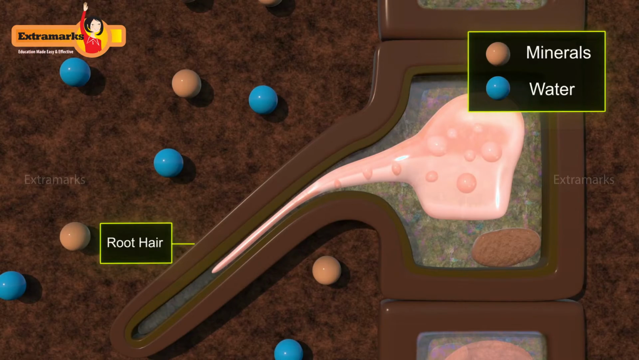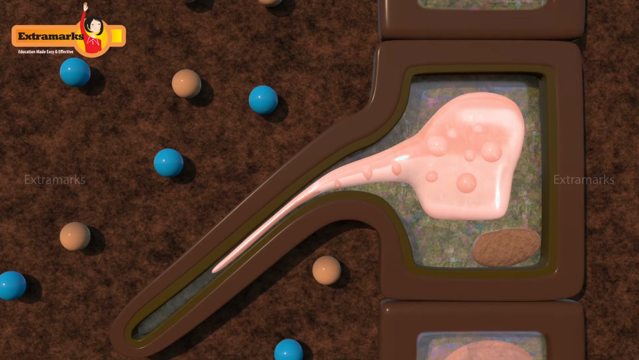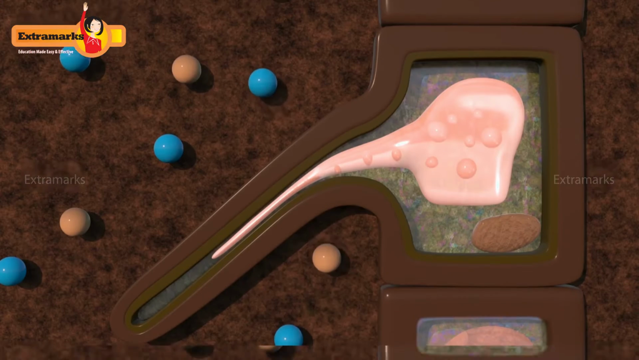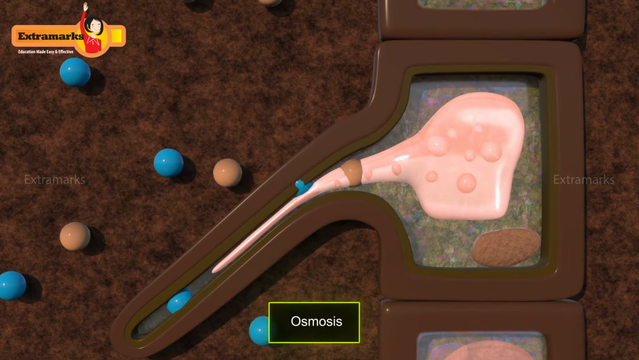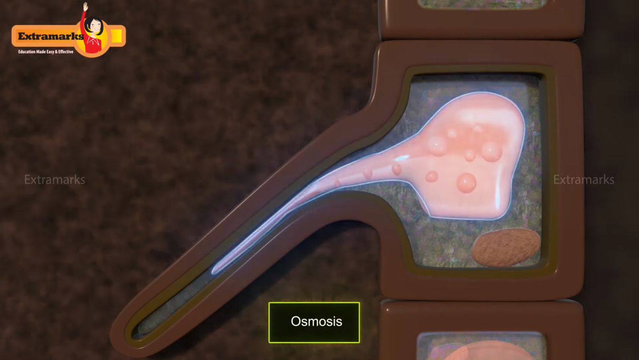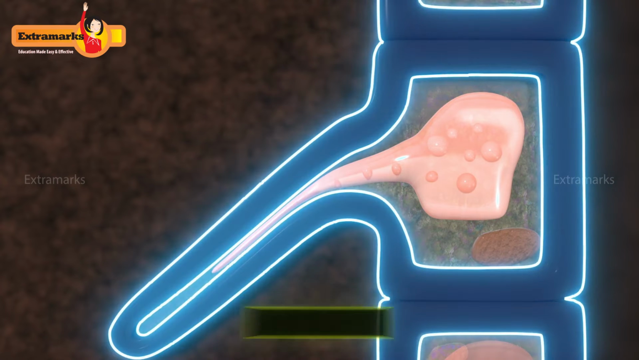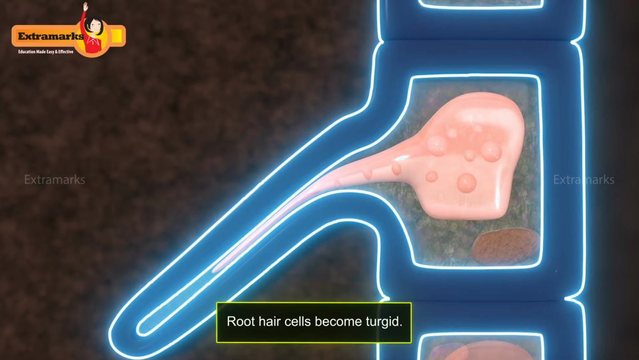Root cells lie in close contact with water and minerals present in the soil. As the concentration of water is more in the spaces between the soil particles as compared to the cell sap of roots, water and minerals enter the root hair cells through a process known as osmosis. As a result of the entry of water and minerals, root hair cells become turgid.